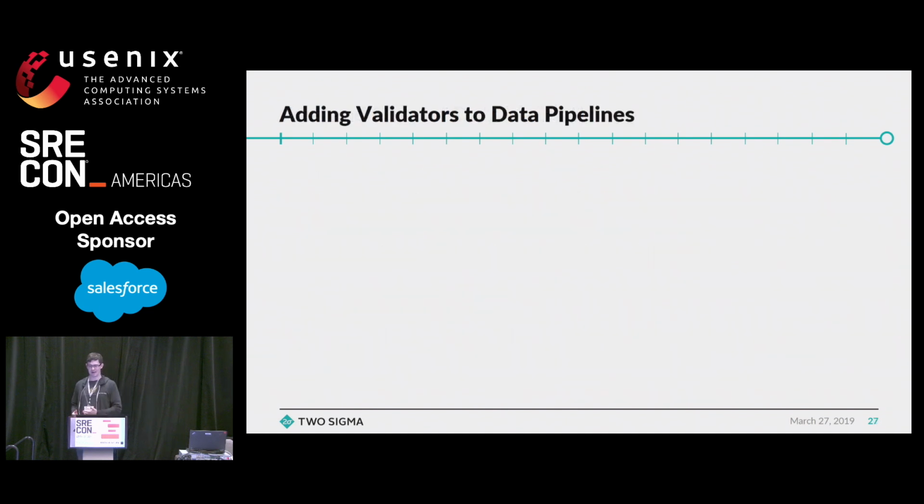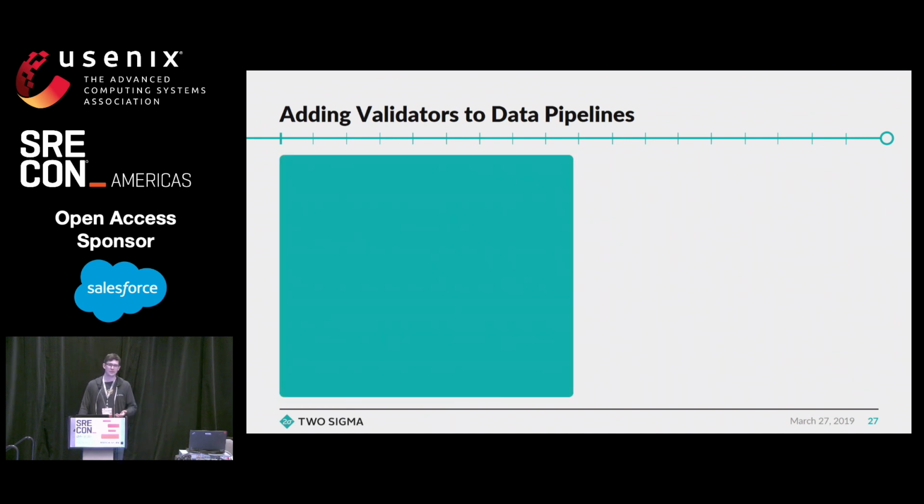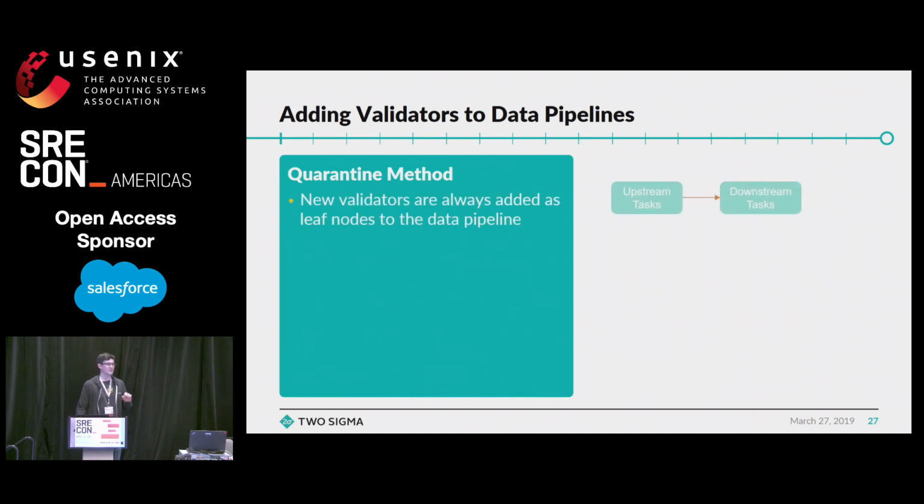So how do we add validators to our data pipelines while mitigating these risks? Because the pros seem so good. One method that we use is called the quarantine method. Now here, new validators are always added as leaf nodes to a data pipeline. This ensures that the validator is not on the critical path. It's not going to affect our pipeline's latency or reliability, but we can still generate reports from it or trigger alerts or inform us about the validity of our data.